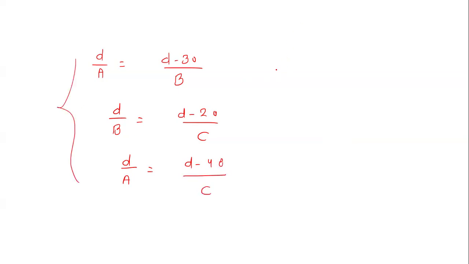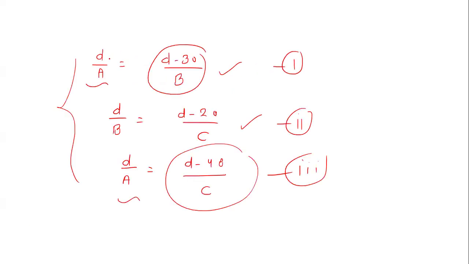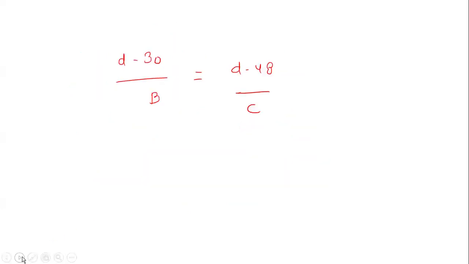Let's say this is our equation 1, this is equation 2, this is equation 3. D by A is common in both the first and third equations, so we can equate them. From the first and third equation we can write (D minus 30) divided by B is equal to (D minus 48) divided by C, because D by A is equal to this in the first equation and equal to this in the third.